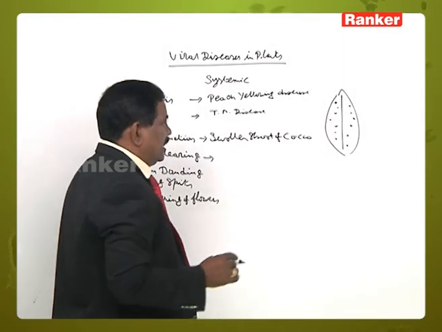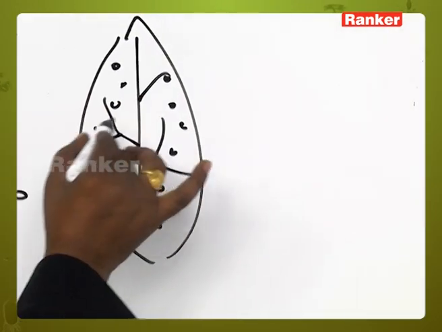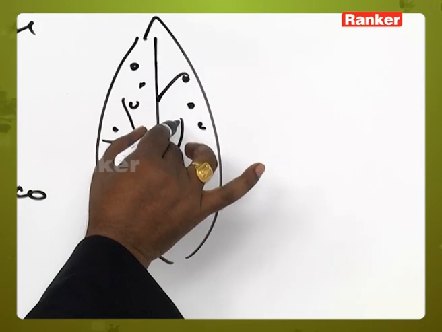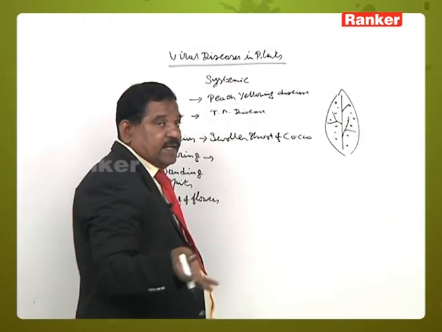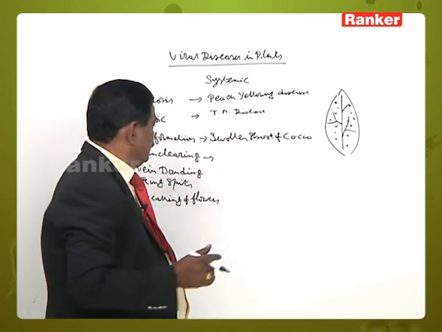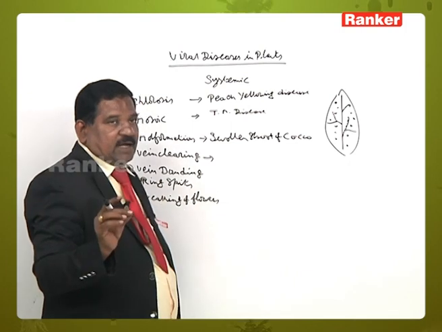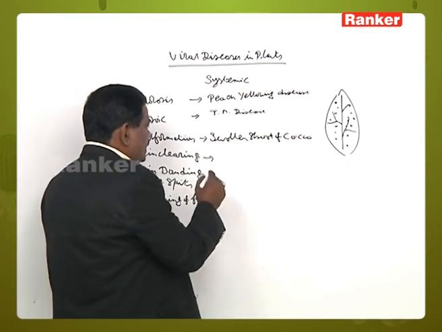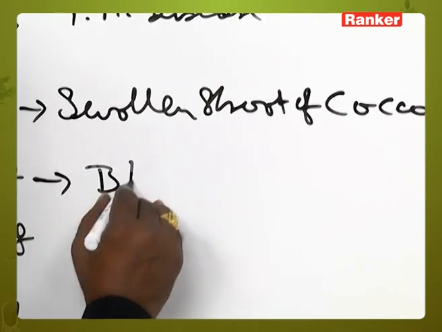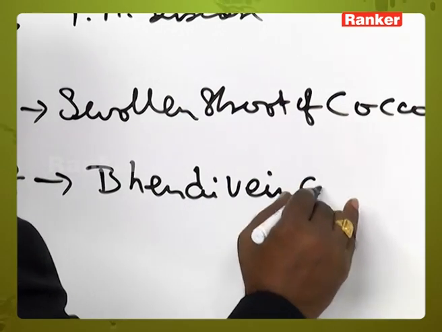Vein clearing. Only on either side of the veins, chlorosis occurs, and the remaining leaf is the normal green color. Chlorosis occurs along the veins, and the remaining lamina is green. Example, bhindi. Vein clearing.